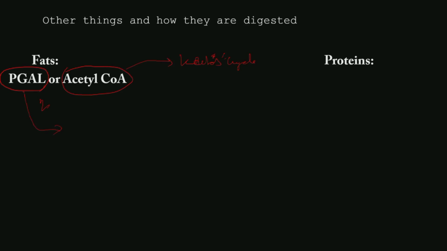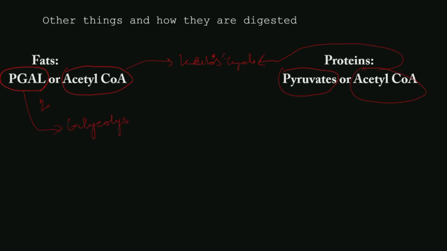Alright, so now let's talk about proteins. Sorry, I got ahead of myself there. Proteins, again, are converted into pyruvates. If you remember, that's from glycolysis. Or acetyl-CoA. So this will go back into the Krebs cycle. These two will go into glycolysis. This one will actually go into the link reaction, but it's from glycolysis, sorry. So this one will go into the link reaction.